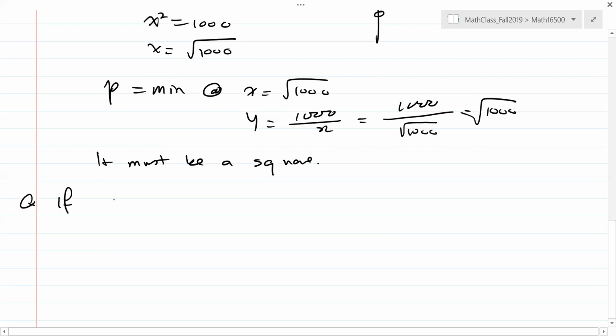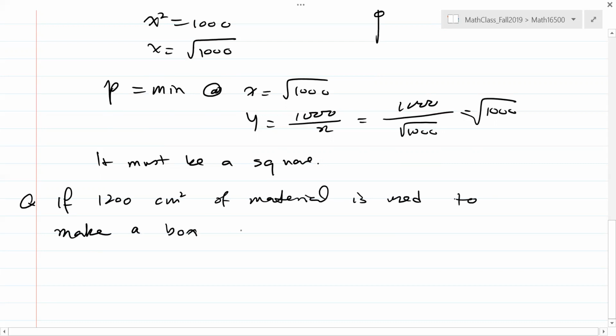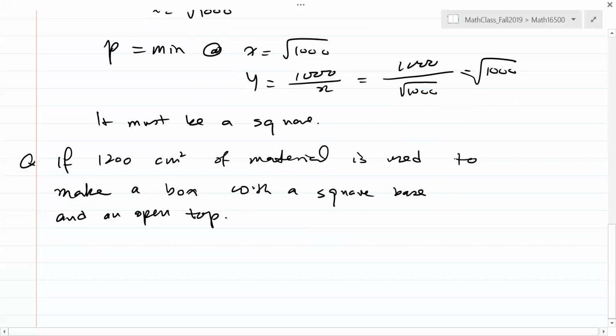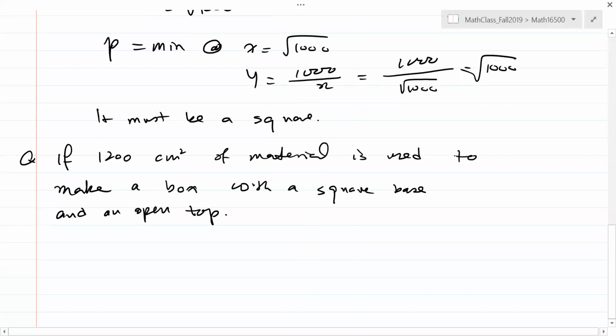If 1,200 square centimeters of material is used to make a box, there is a restriction here. The base of the box is a square, and the box is open on the top. Clear? So find the largest possible volume of the box.